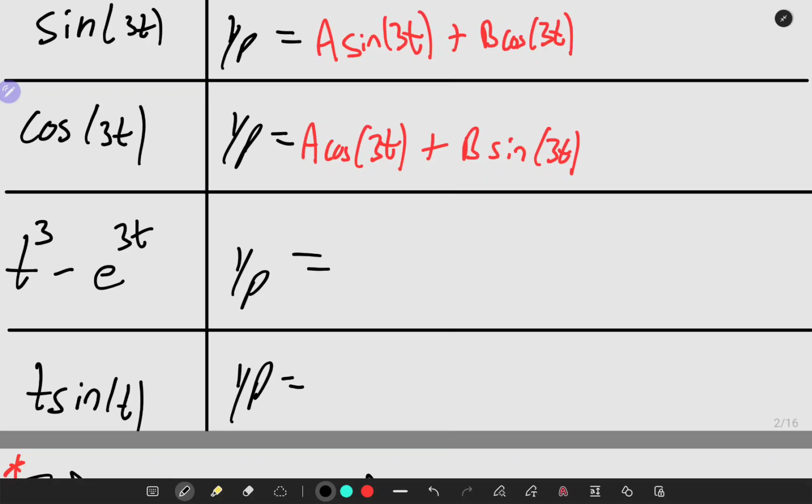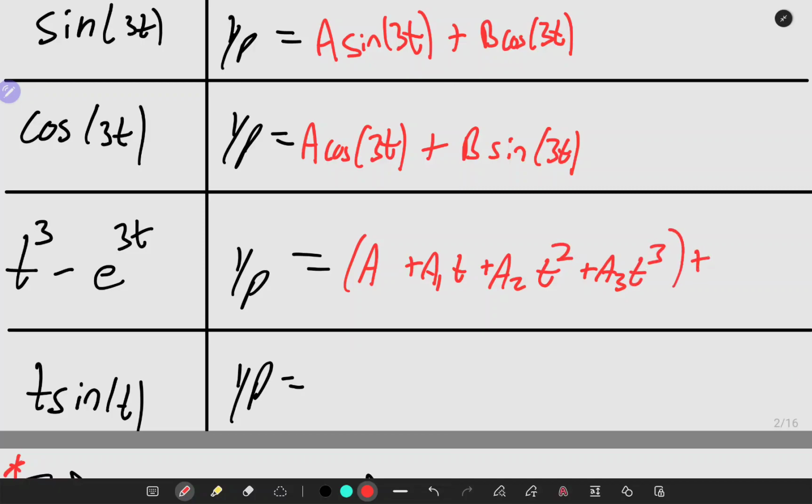So when you do this, this would be a third degree polynomial. So we're going to have, let me do this in red, just a plus a1 times t plus a2 times t squared plus a3 times t cubed. Sorry, this should be squared. And then we have plus, it's always positive, plus b e to the 3t. Okay, that's how that would work.